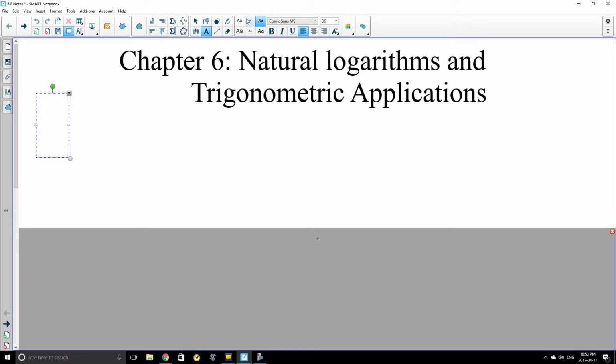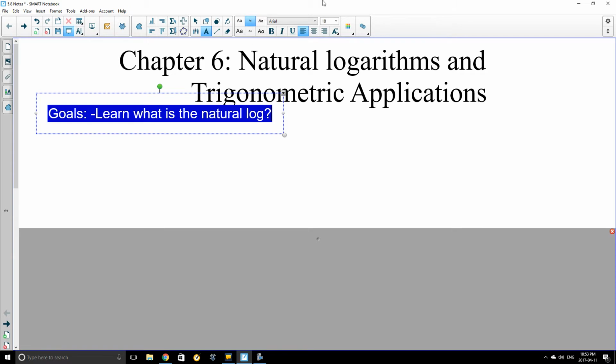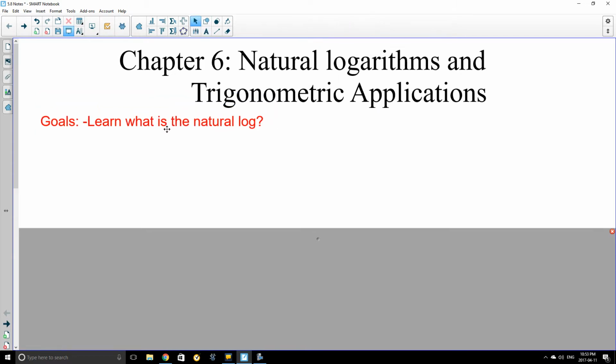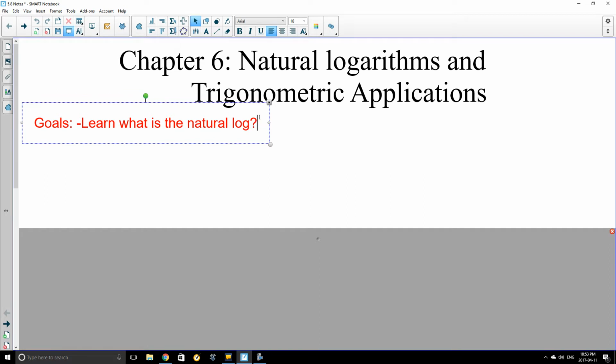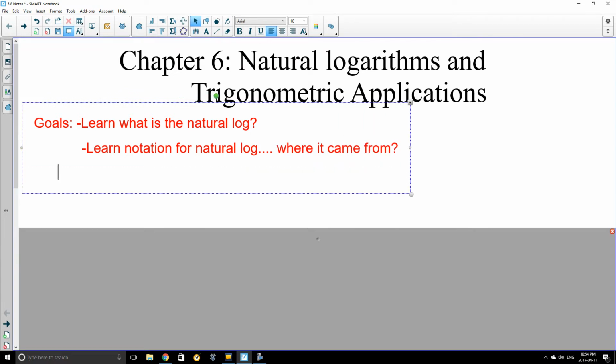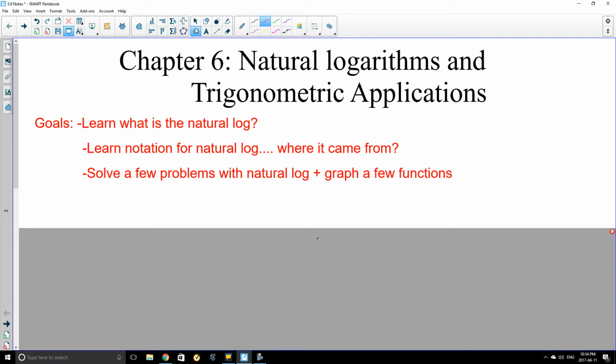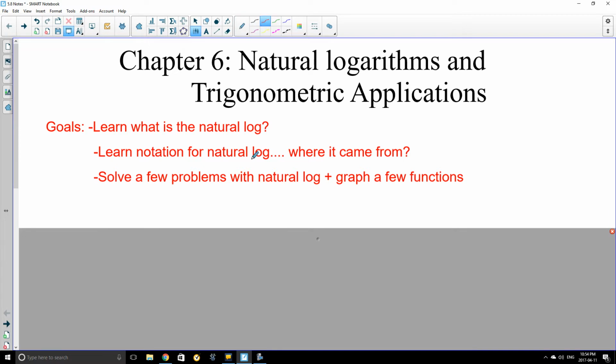So let's just write down some goals. Goals are always good things to have. So we'll learn what the natural log is. We'll learn the notation for natural log and where it came from. I think that ought to do. And we will solve a few problems with natural log, and we'll graph a few functions. That ought to just about do for our goals.